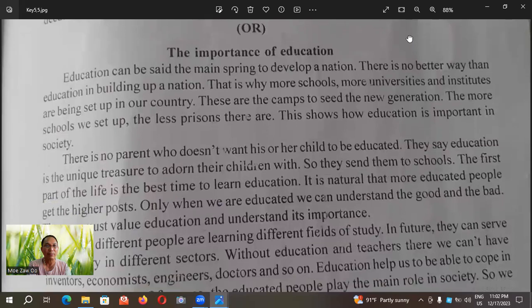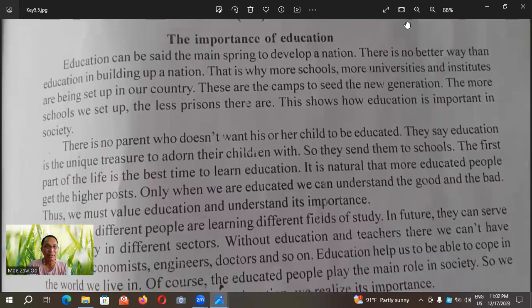Last essay: the importance of education. Education can be said to be the mainspring to develop a nation. There is no better way than education in building up a nation. That is why more schools, universities, and institutes are being set up in our country. These are the camps to send the new generation.